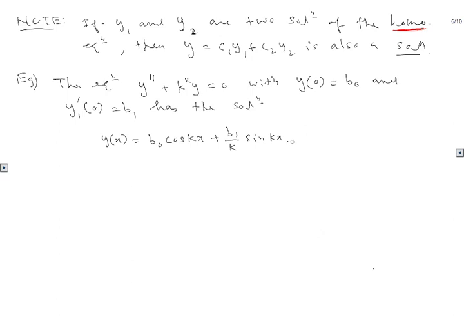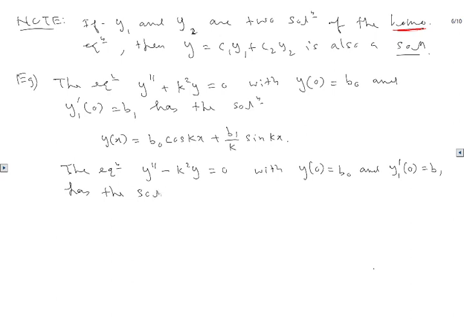And also the equation y double prime minus k squared y equals 0 with y(0) equal b0 and y prime(0) equal b1 has the solution y(x) equal b0 cosh kx plus b1 over k sinh kx. So you can see the similarity between the two, the harmonic solution and the hyperbolic solution. Only cos becomes cosh and sine becomes sinh.